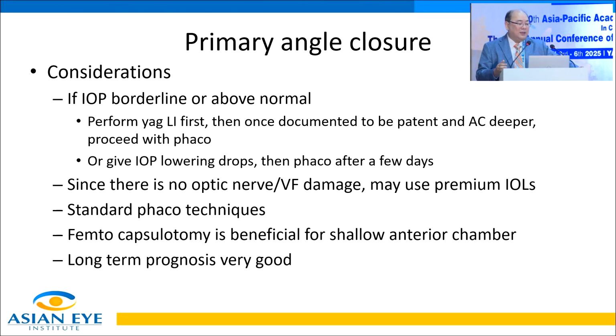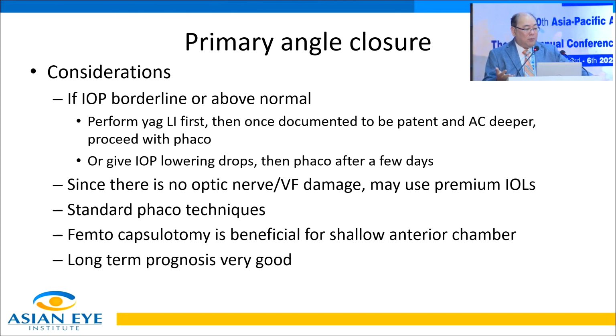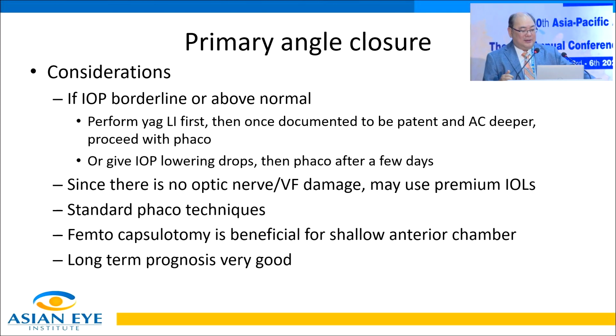So what are the considerations in approaching these patients? Number one is what is the IOP? If it's low, then you're fine. But if they're like 20, 21, 22, and you document that they were 15 last year, now they're 20, they're 59, 60 years old, or above normal, what do you do? So, option one is to convince them of a YAG-LI, no? And then you document patent LI, AC deeper, then you proceed quietly to a phaco. So that's my preferred approach, right?